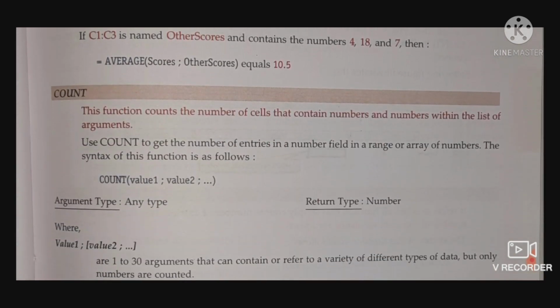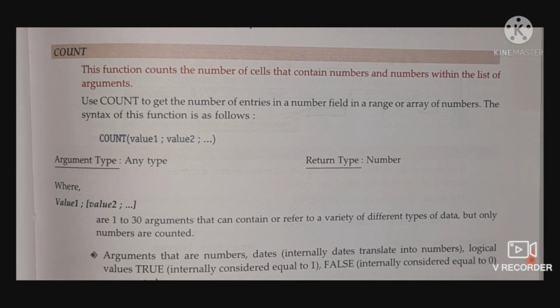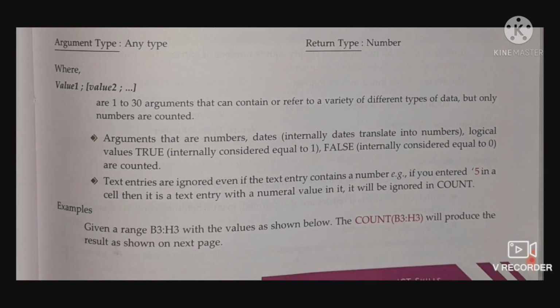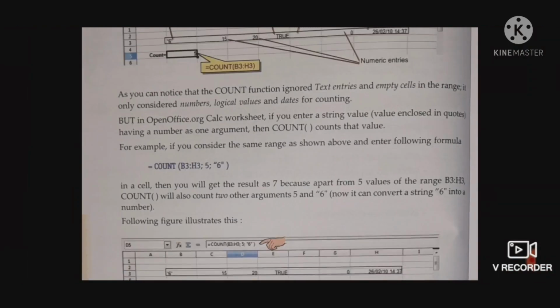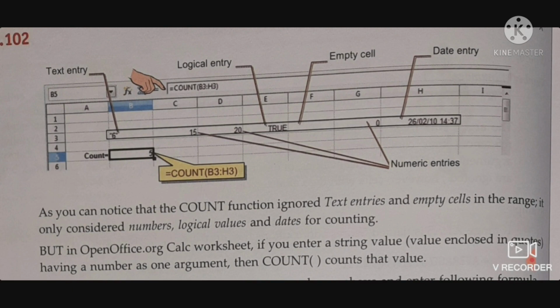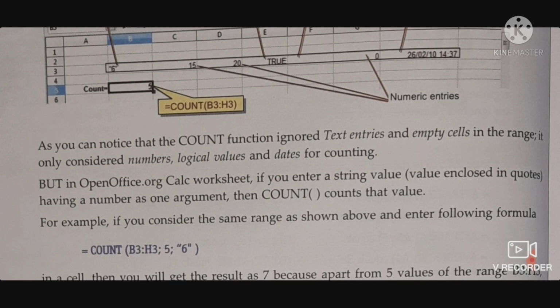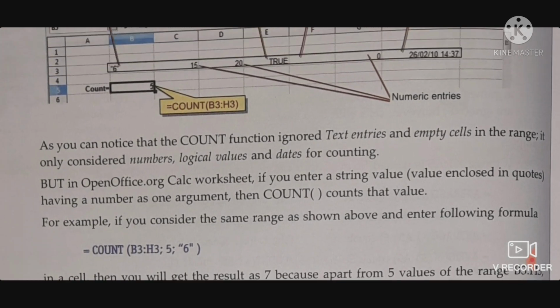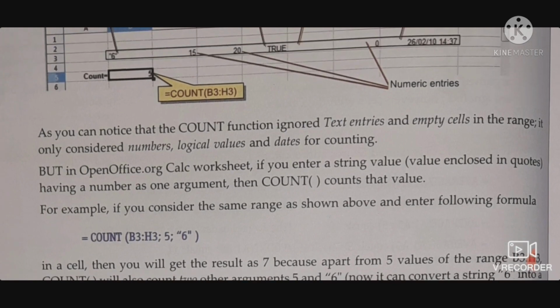Then comes the count function. Count will count the number of entries in a range of cells. Suppose you can see what is given here. In B3, 6 in double inverted commas, then 15, then 20, then true, then 0, and then a date format is given. If we write COUNT B3 colon H3, what is the range? From B3 to H3. What will it do? It will count the numeric entries. So please understand, children, it will count the numeric entries. So what answer will you get?